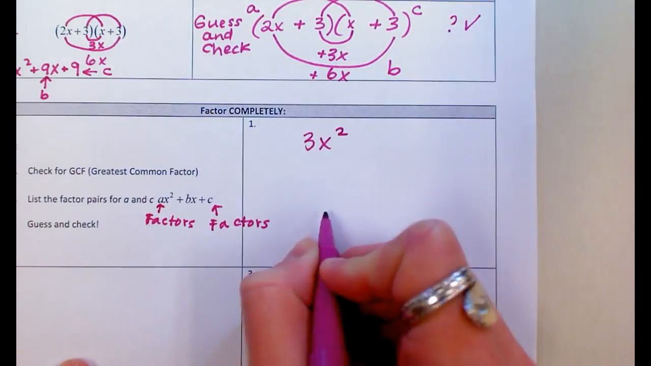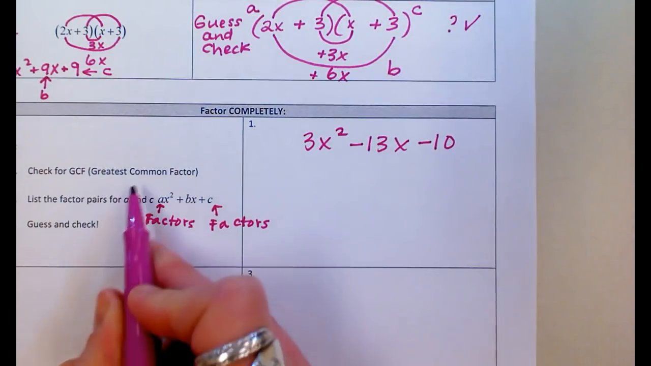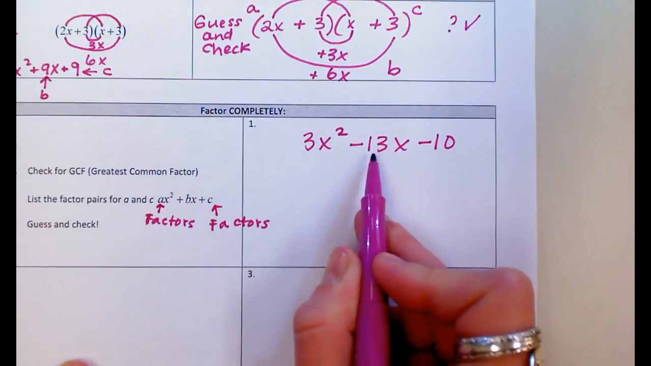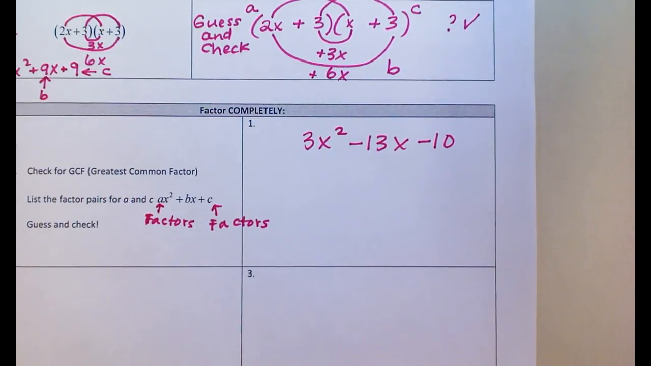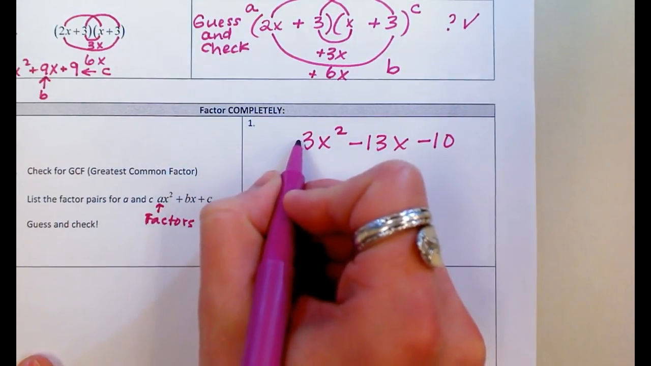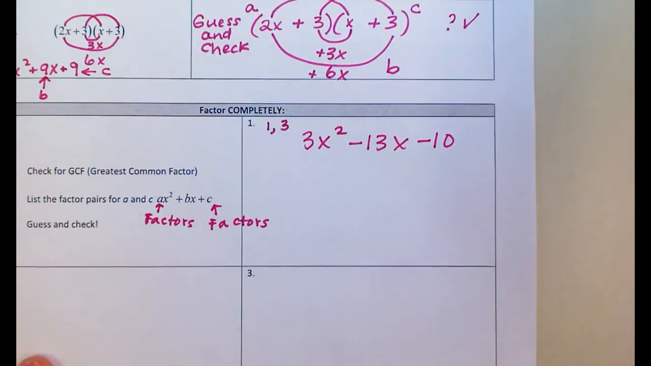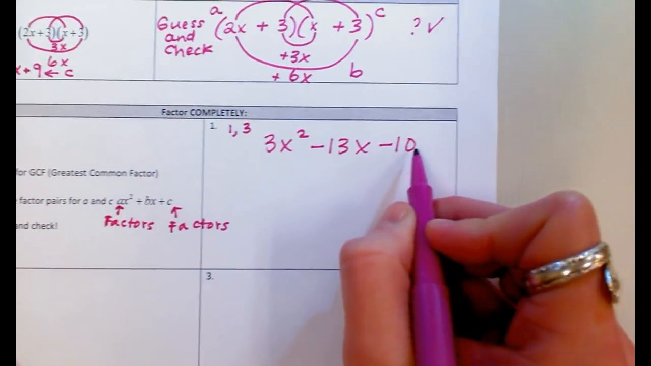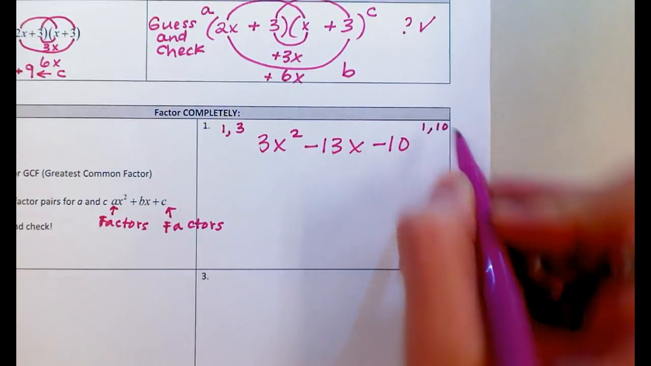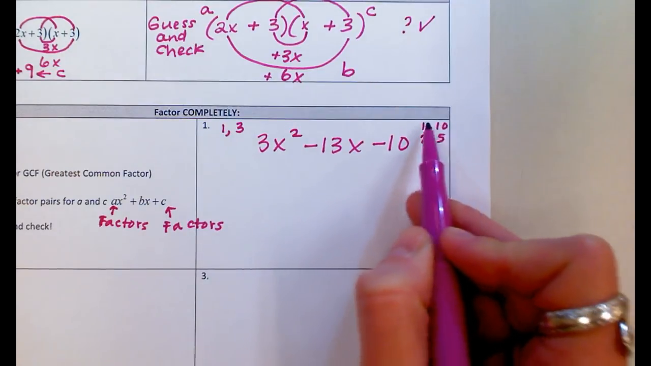3x squared minus 13x minus 10. Check first for GCF. 3x squared, negative 13x, and negative 10 don't have any terms in common. So the next thing I'm going to do is list the factor pairs for a and c. So listing the factor pairs for a, which in this case is 3, I've got 1 and 3. Because a is prime in this case, listing the factor pairs for 10, I've got 1 and 10 and 2 and 5. So we've got some different possibilities here.